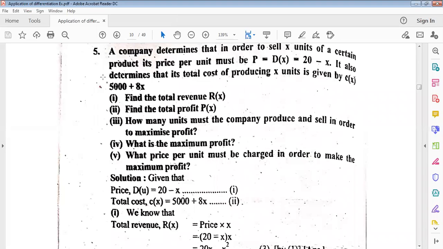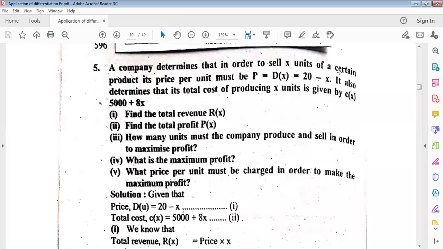Example 5. A company determines that in order to sell x units of a certain product, its price per unit must be p equals 20 minus x, the demand function. It also determines that its total cost of producing x units is given by the cost function C(x) equals 5000 plus 8x.